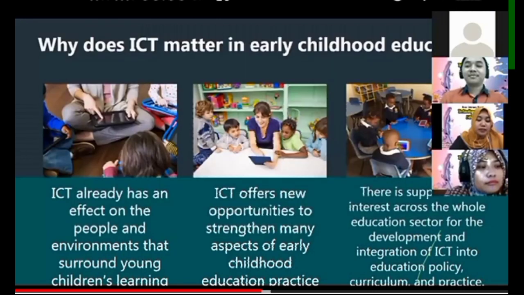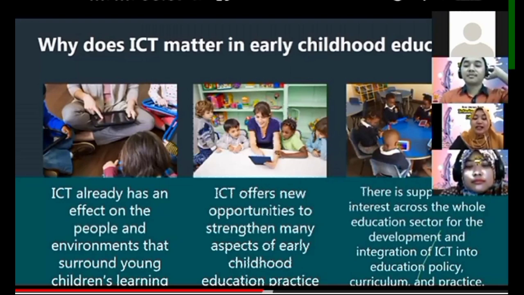Children's experiences must reflect and connect with their experiences in the wider world. Therefore, ICT is important for children. Why? Because ICT has an impact on the society and environment around children's learning. The second is that these technologies offer new opportunities to strengthen many aspects of early childhood education practice.